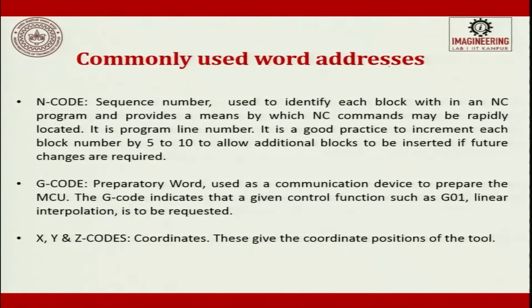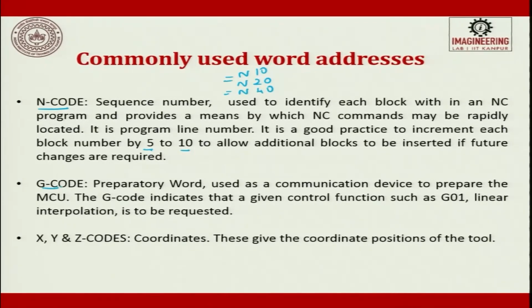So, commonly used word addresses are N code. N code is the sequence number used to identify each block within an NC program and provides a means by which NC commands may be rapidly located. For example, N10, N20, N40. So, N is nothing but the line number, the program line number. It is good practice to increment each block number by 5 or 10, so that if you want to make some additions, they can be easily inserted in between those lines.